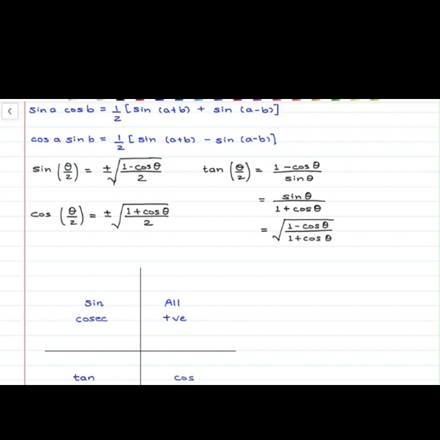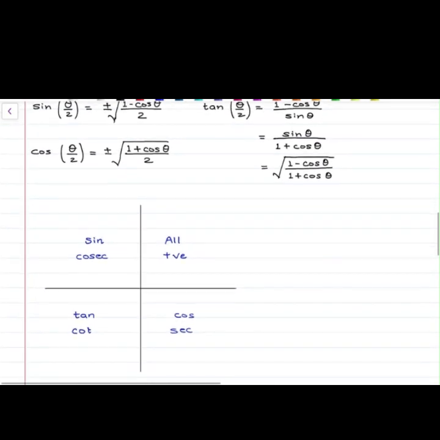Sine upon cos. So that will give you root of 1 minus cos theta divided by 1 plus cos theta, right? And if you rationalize, you will get the above result, that is 1 minus cos theta divided by sin theta, or sin theta upon 1 plus cos theta. So it's just substitution and you'll get the values, not much.